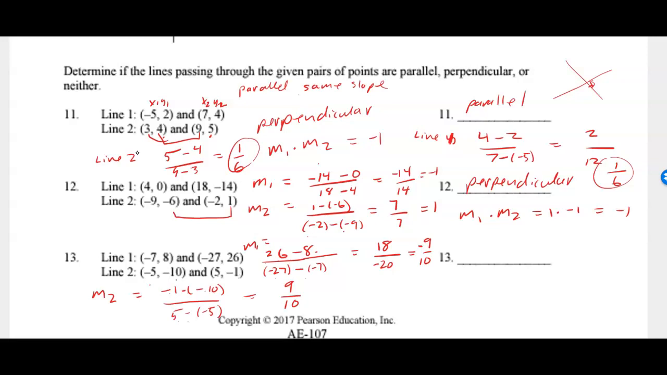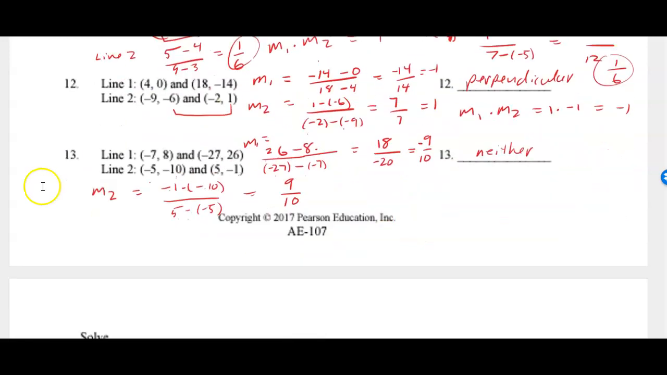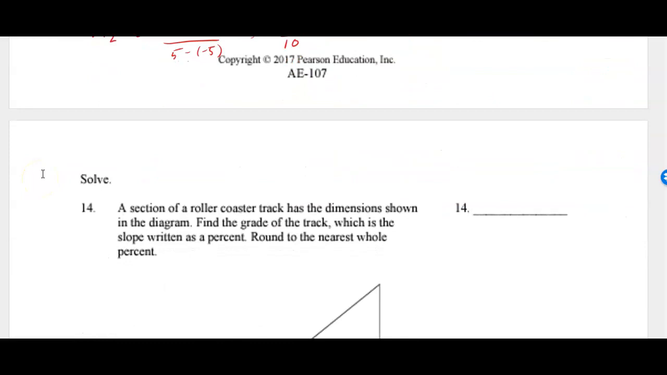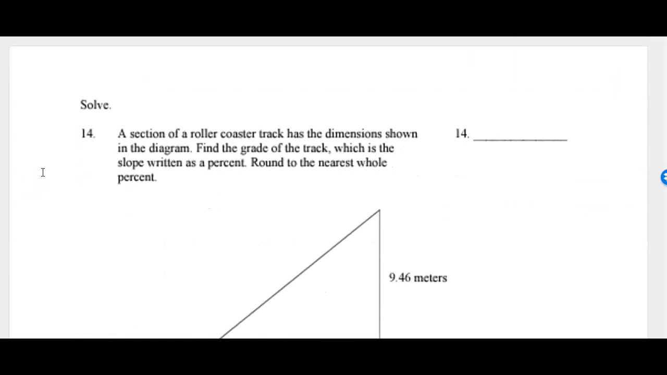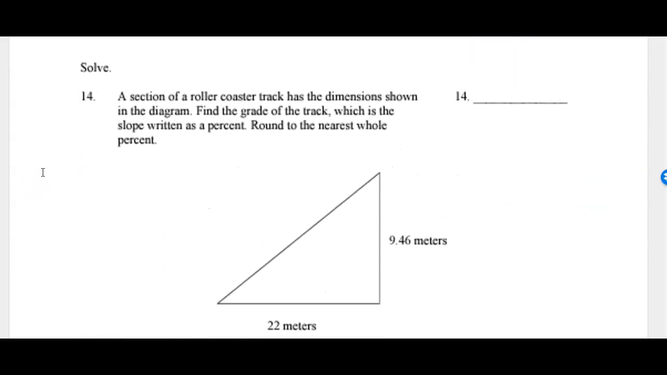That doesn't multiply to negative 1. It multiplies to negative 81 over 100. And they're not the same. 9/10 is not the same as negative 9/10. This is neither parallel nor perpendicular. All right, stop the video, read problem 14, and come back. This is an application.